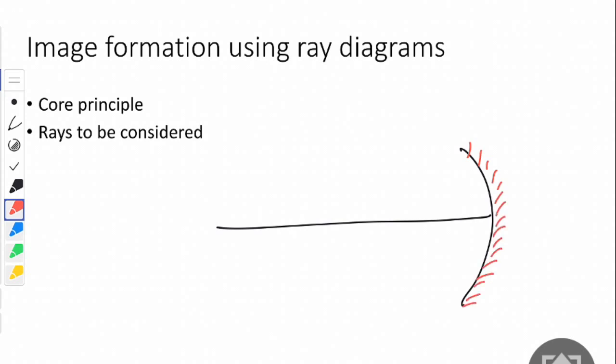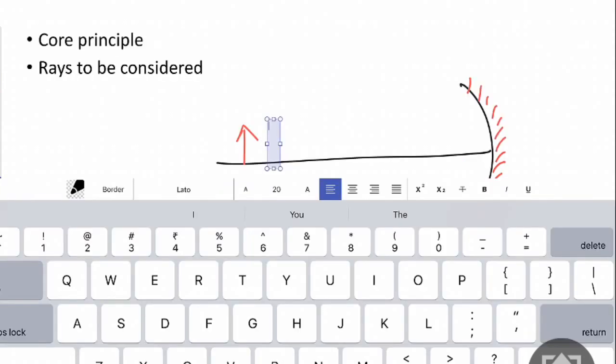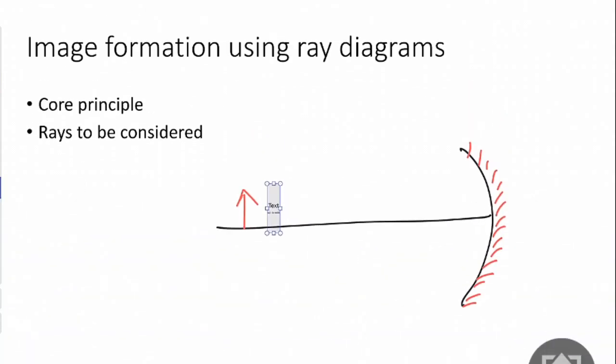Now I put an object, and normally we use an arrow. What is an arrow? It can be any object; I've just chosen some object. Now the question for you is, how do we find where the image of this object is going to be formed? I'll give you some time to think. Where will the image be?